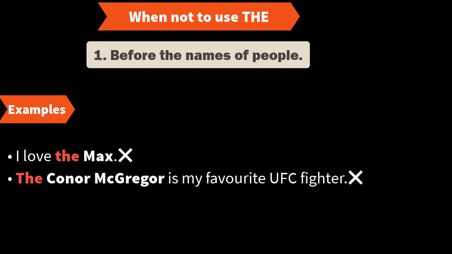Okay? So the very first thing with which we should not use the is before the names of people. Alright? So I can't say the Rahul, the Max, the Conor McGregor. I love the Max. The Conor McGregor is my favorite UFC fighter. I can't say that. I can't say the Max, the Conor McGregor. Because Max is a proper name, is an identified name. Conor McGregor is a proper name. I can't use the before it. So you cannot use the before a proper noun. Okay? Before a name of a person.